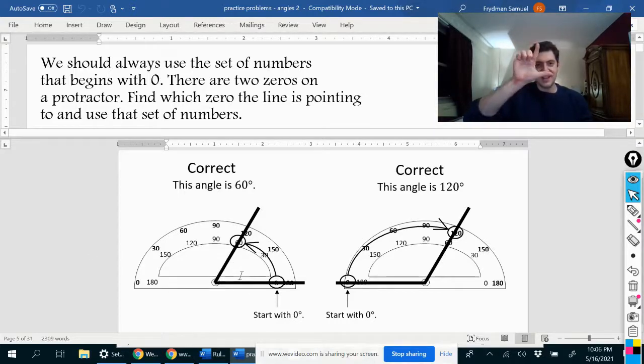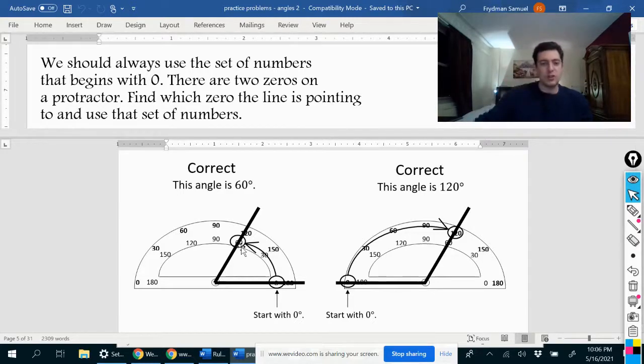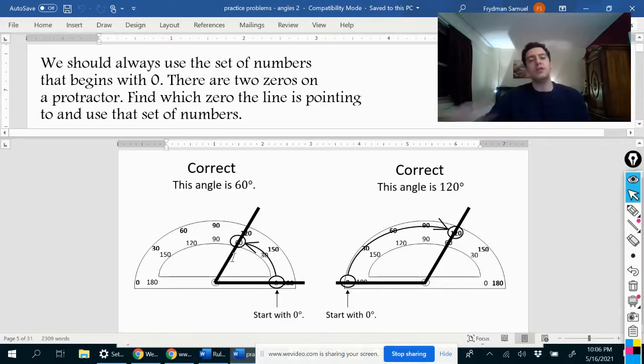It is less than 90 degrees. So an answer of 120 degrees would not even make sense. So that's another way that you can figure out which one of these numbers to pick, is to just see if the angle is acute or obtuse. If the angle is acute, then you should use the number which is less than 90. And if you can see that the angle is obtuse, then you should use the number which is greater than 90. Okay, but you can also just start with 0, okay?